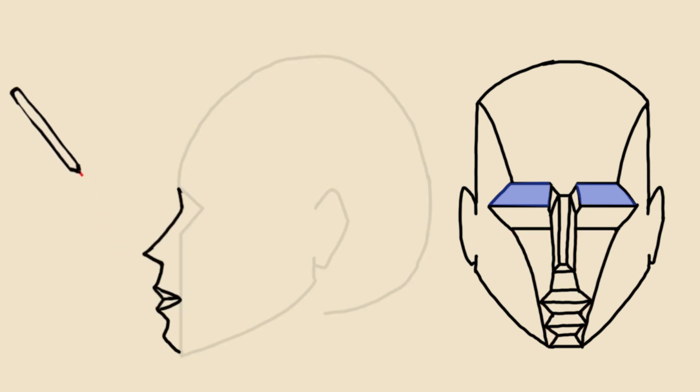Now let's do the nose and mouth. So this part and this part is hit by the pen, so it's on light. But this part isn't, so it's on shadow. The bottom of the nose is on shadow. This part is hit, so it's on light, and so is this. But this part isn't, so it's on shadow.